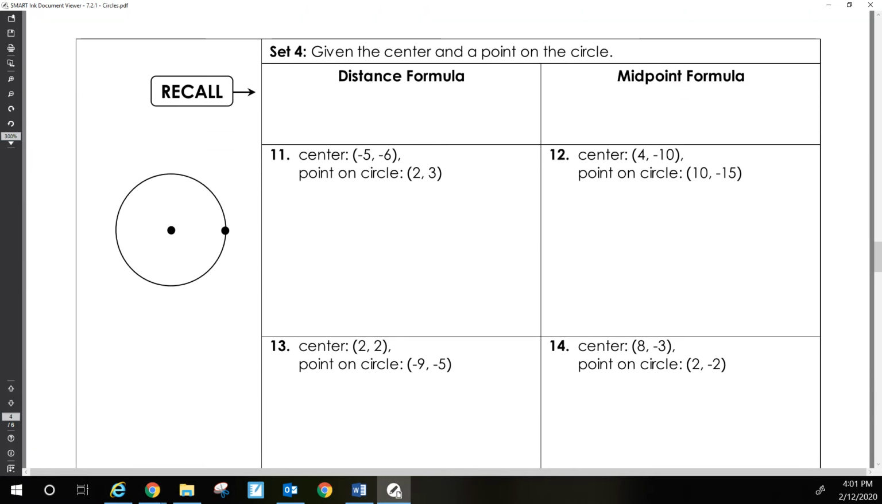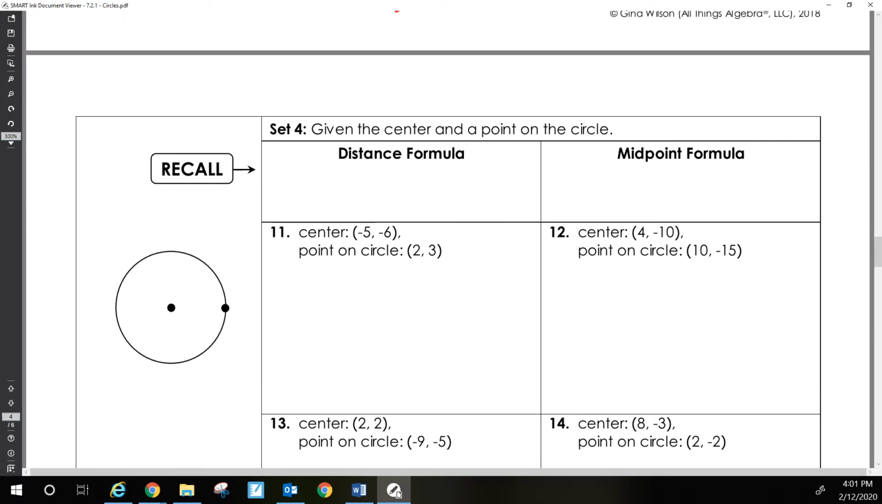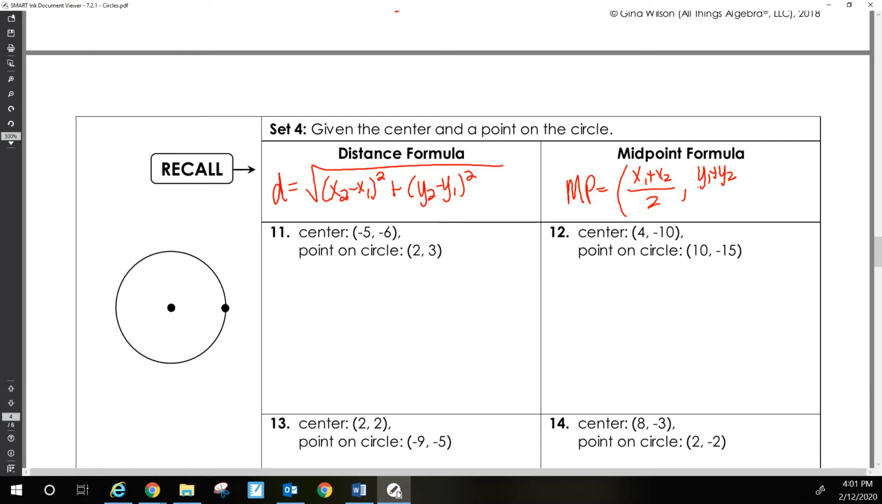All right, number 4 says, given the center and a point on the circle, we're going to have to write the equation. So in order to do that, first we need to figure out our distance formula and our midpoint formula. This is where we start dredging up some of that geometry, right? So our distance formula is the square root of x2 minus x1 squared plus y2 minus y1 squared. And our midpoint is the point x1 plus x2 divided by 2. So halfway between x1 and x2 is going to be my x coordinate. Halfway between y1 and y2 is going to be my y coordinate.